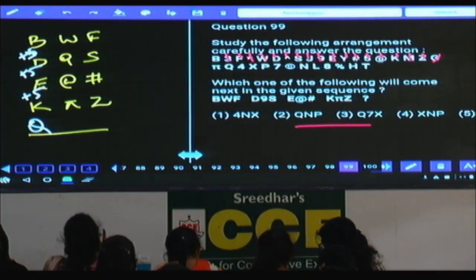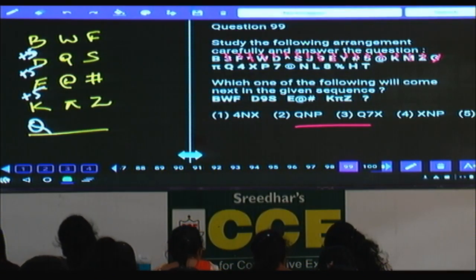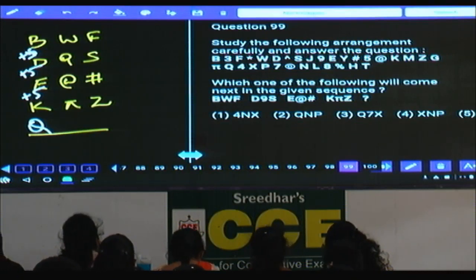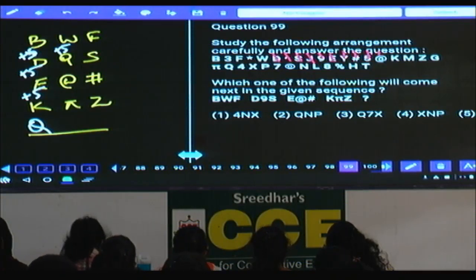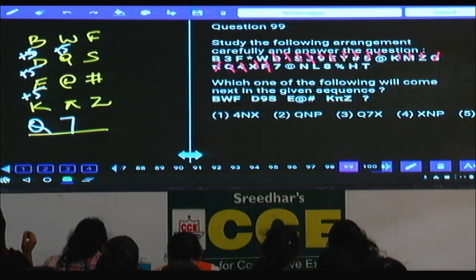Now we need to compare the second element, W and Q. In this W and Q, tell me what is W and 9. W is here, 9 is here. 1, 2, 3, 4, 5 plus 5. 9 and at the rate of 1, 2, 3, 4, 5 plus 5. Again 1, 2, 3, 4, 5, 5. 1, 2, 3, 4, 5, 7. Q and 7. Among the given choices, Q7, that is choice 3.